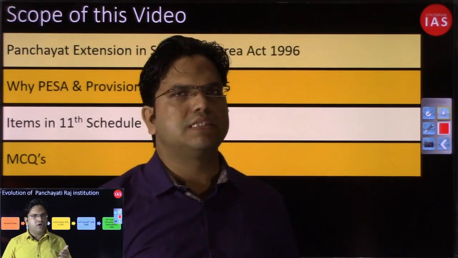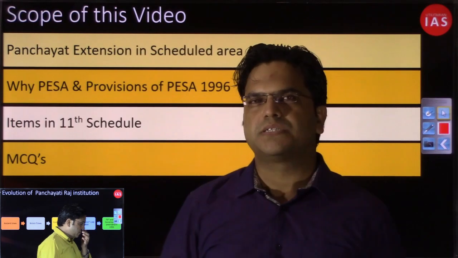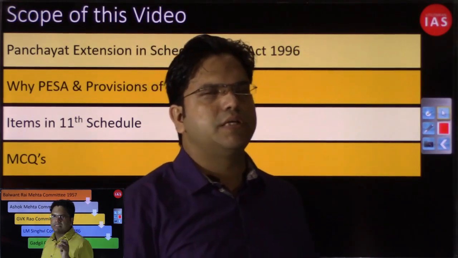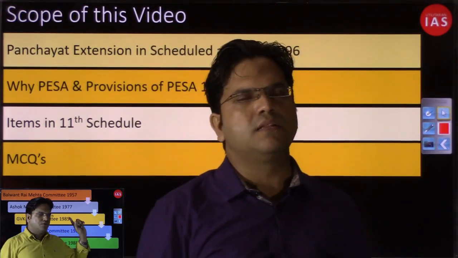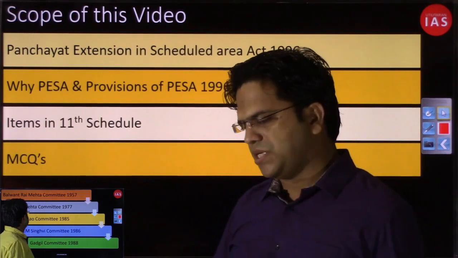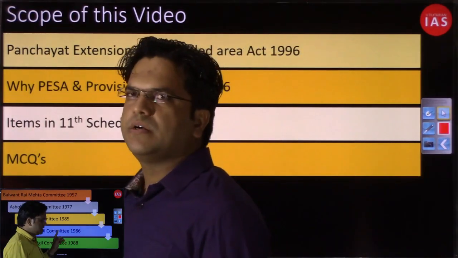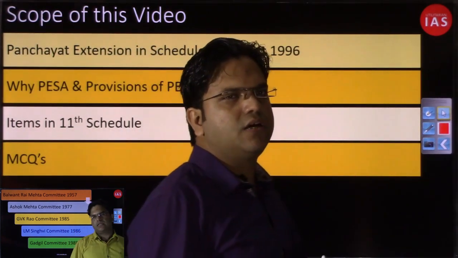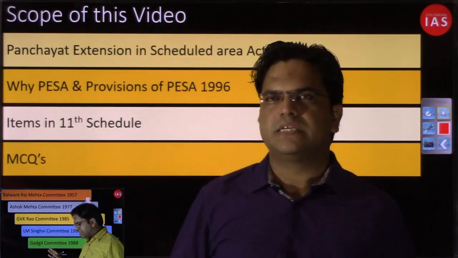We started from ancient times, then we jumped to the British time, and thereafter, in post-independent India, we discussed various committees and commissions' recommendations. So we had discussed at length the Balwant Rai Mehta committee, Ashok Mehta committee, G.V.K. Rao committee, L.M. Singhvi committee, Gadgil committee, Thungon committee, C. Hanumantha Rao. So their recommendations we studied in detail.